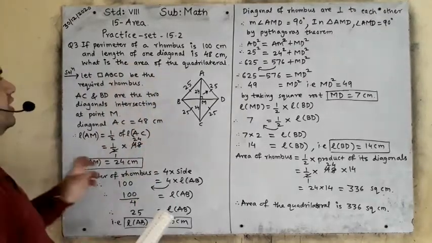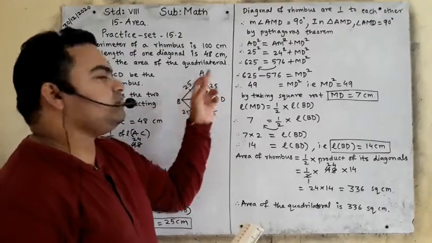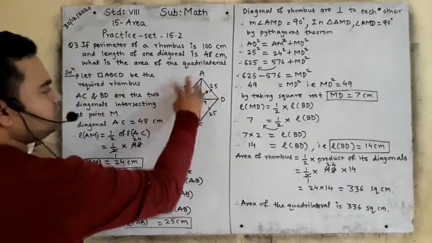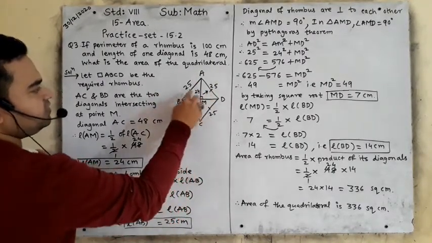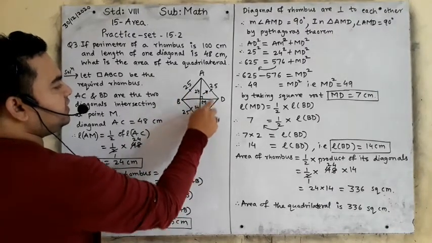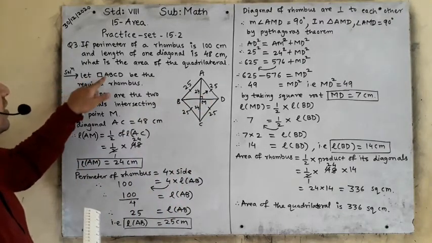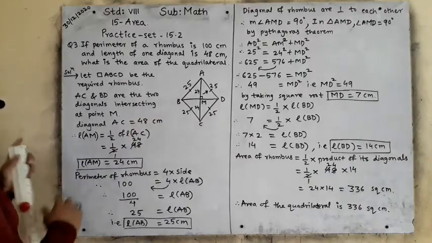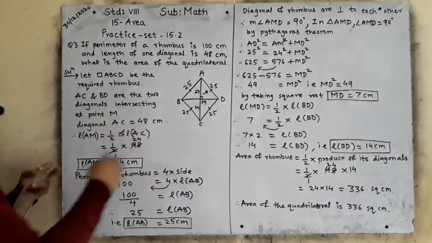What is the area of the quadrilateral? Quadrilateral means this rhombus. Okay, here quadrilateral means what is the area of this rhombus? So my dear students, first we will draw this rough figure alongside. ABCD is a rhombus. Can you see here all four sides are congruent? I have given here an identical mark, one mark. So we will consider let quadrilateral ABCD be the required rhombus, suppose ye ek quadrilateral jo rhombus hai. Now we will write AC and BD are two diagonals intersecting at point M.